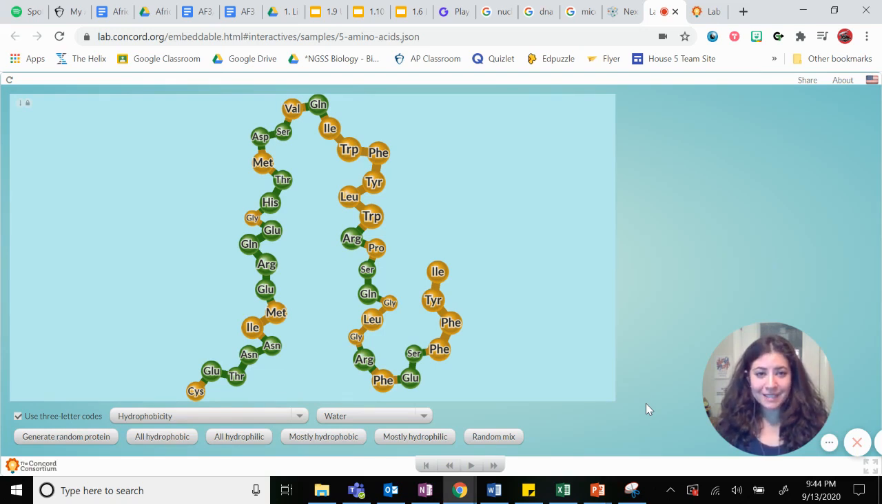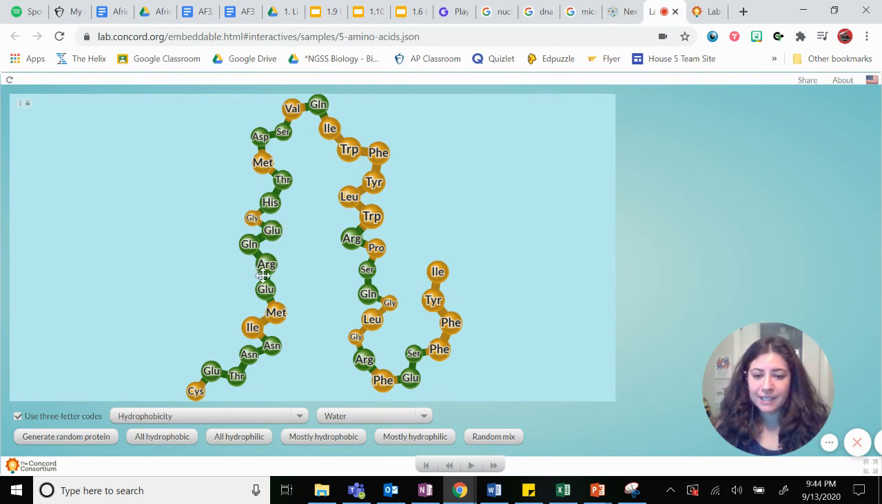Okay, now let's see what happens if we look at protein folding and how hydrophobic and hydrophilic interactions can affect that. So this simulation is showing you a polypeptide. This is a polymer of amino acids. Here, each little sphere represents a different amino acid.